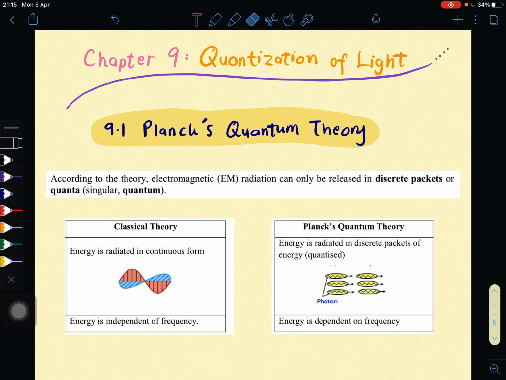Assalamualaikum and hello everyone. This week we are going to learn a new chapter, Chapter 9, Quantization of Light. The first subtopic, 9.1, Planck's Quantum Theory.